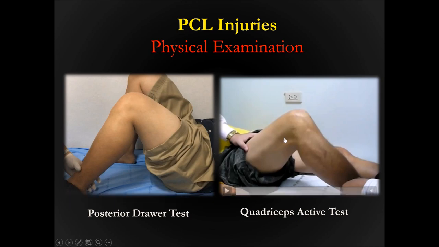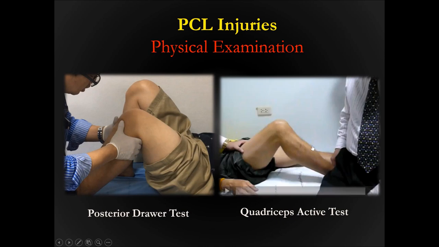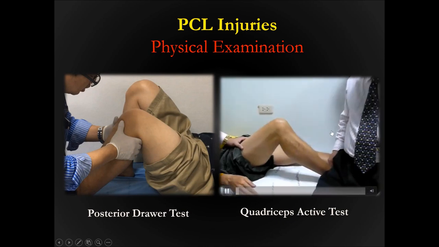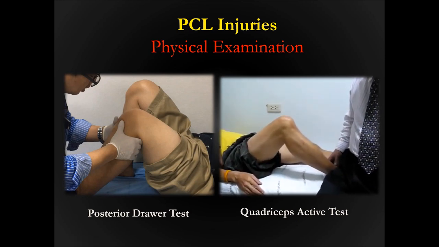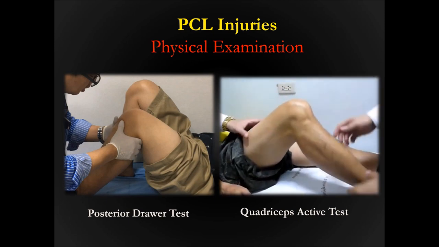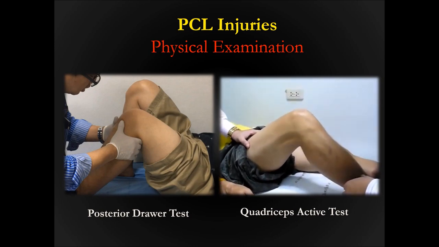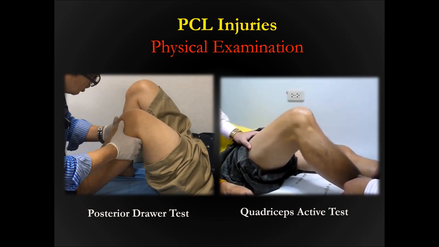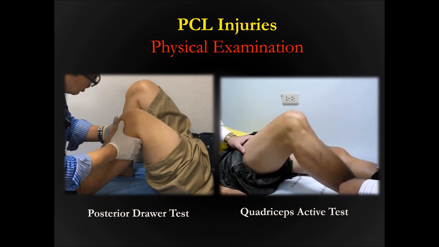And this is another simple test we call the quadriceps active test. So you just sit on the patient's foot, okay? And ask the patient to bend the knee. When you bend the knee, the hamstring will pull the tibia down. And ask the patient to kick. When the patient kicks, the tibia will go up because the quadriceps is working. So this is very simple. You sit on the patient's foot and ask the patient to bend and kick.